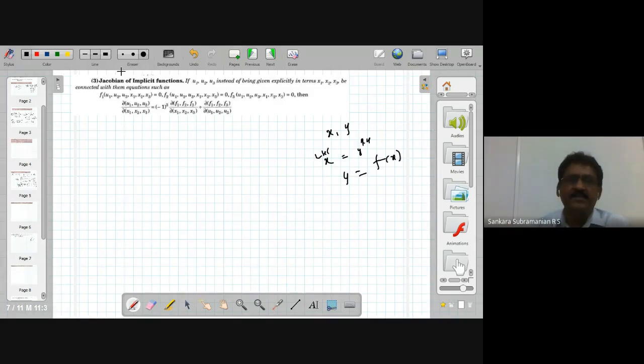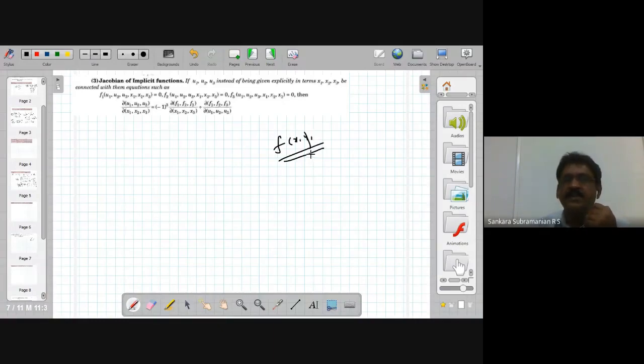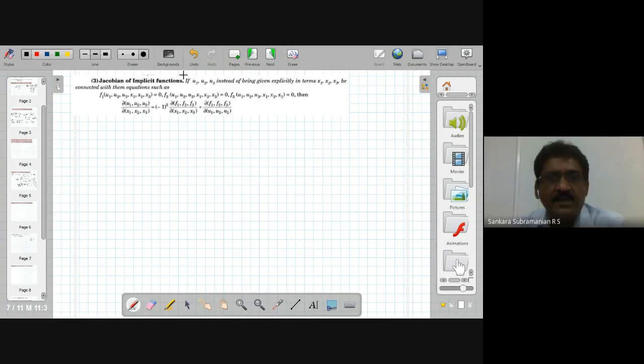But sometimes it may not be possible. For example, x square plus y square plus 2xy equal to 1. Here x and y are combined and we cannot split them. In that case, we say this is f(x, y), which we call an implicit function, which cannot be explicitly written. In that case, how do we find the Jacobian? This is the question. So let us see the notation we use.